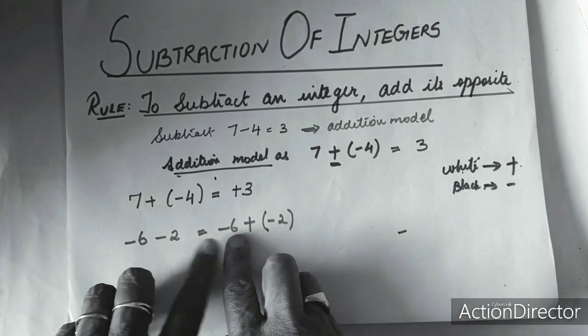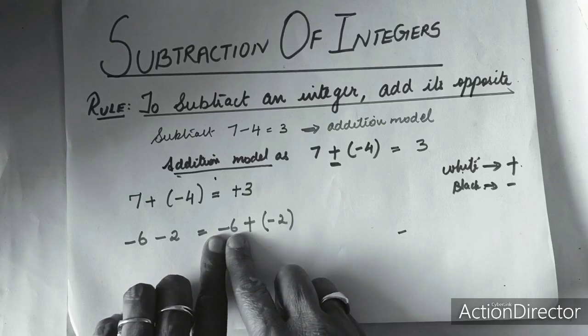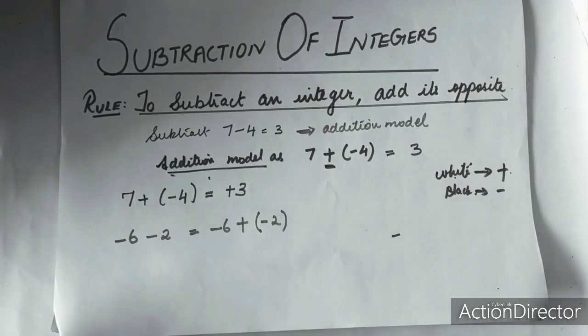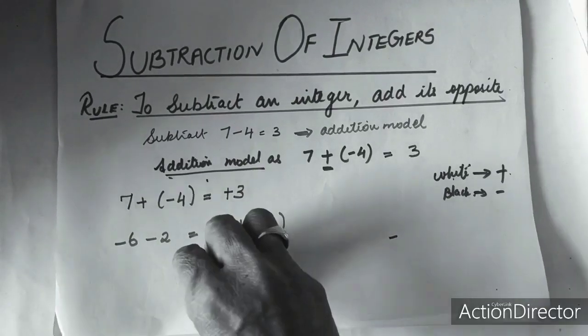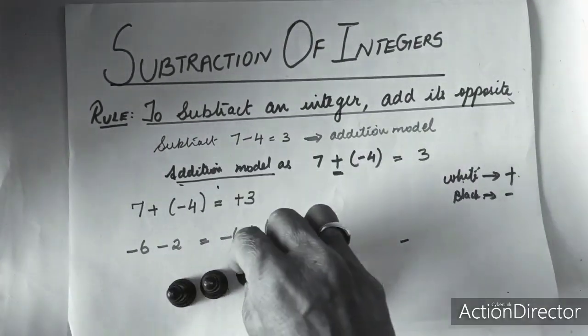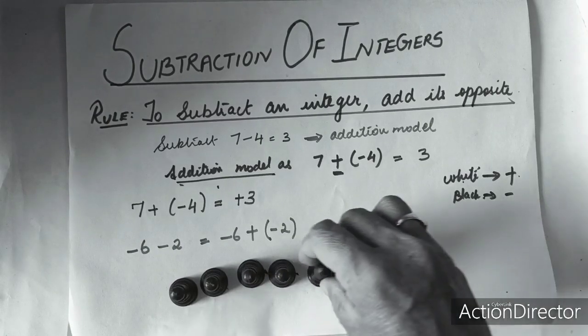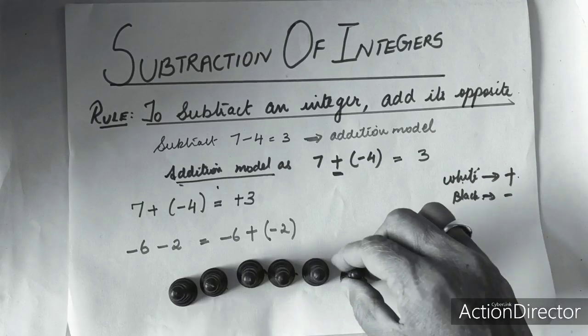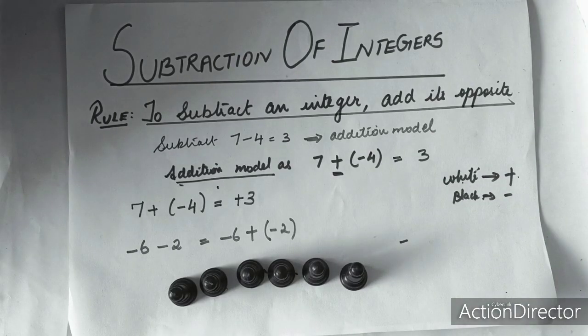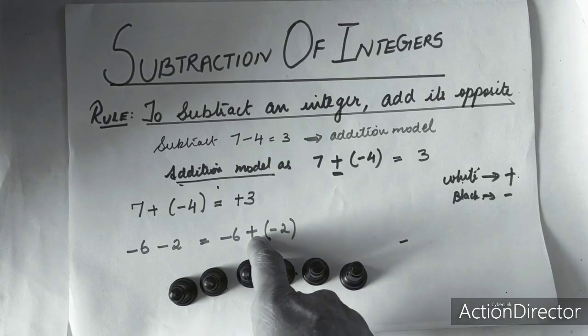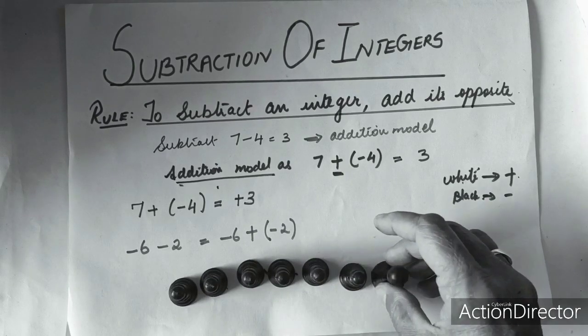Now since I am having minus 6, I am going to keep 6 pawns over here. Sorry, black denotes negative. So I will be keeping 6 black pawns. Now I kept 6 black pawns. After that I had to add 2 more pawns.